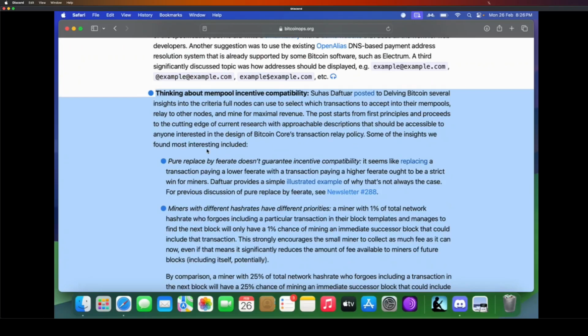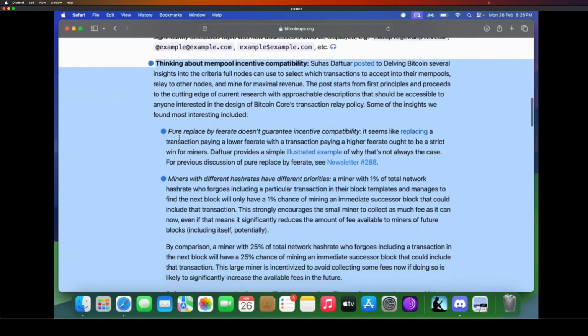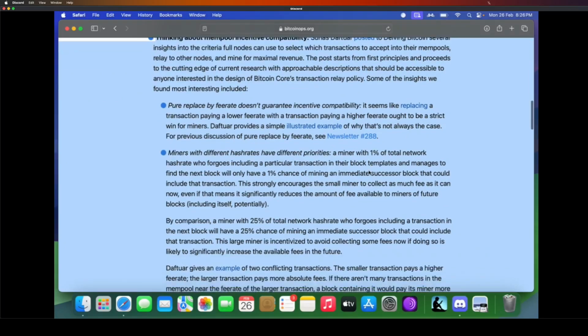Some of the insights we found most interesting included: pure replace by fee rate doesn't guarantee incentive compatibility. It seems like replacing a transaction paying a lower fee rate with a transaction paying a higher fee rate ought to be strictly better for miners. The post provides a simple illustrated example of why that's not always the case. For the previous discussion of pure replace by fee rate, see Newsletter number 28.